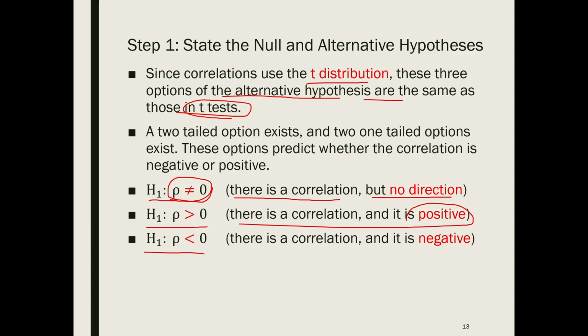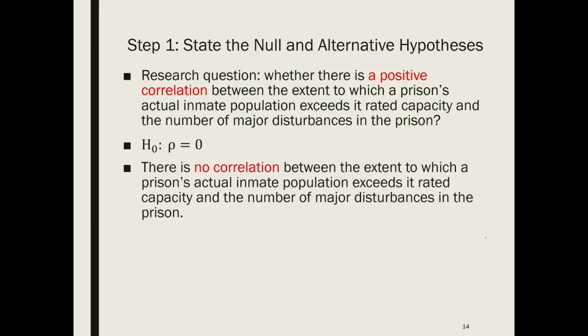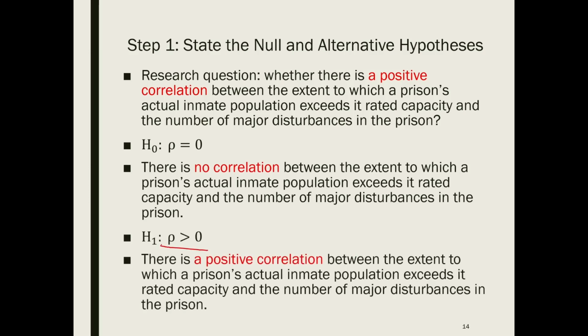Okay. So the third one, which is the last choice, is rho negative, less than 0, which means rho is a negative number. That means there is a significant correlation, and the correlation is negative. In this research question, whether there is a positive correlation, it's already giving you the information that we are going to use: rho is larger than 0. That suggests our alternative hypothesis is there is a positive correlation between the overcapacity and the number of major disturbances, right?